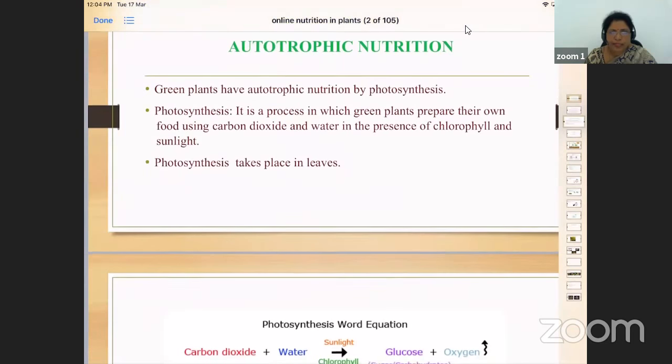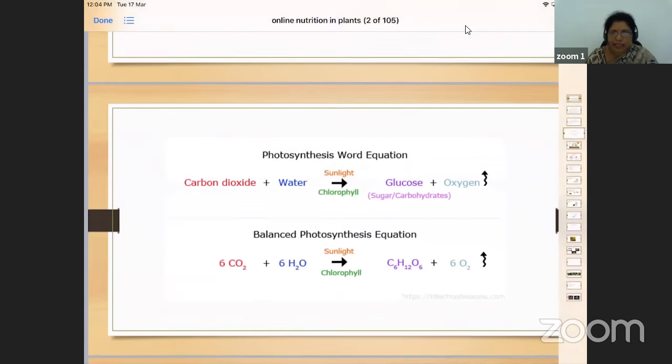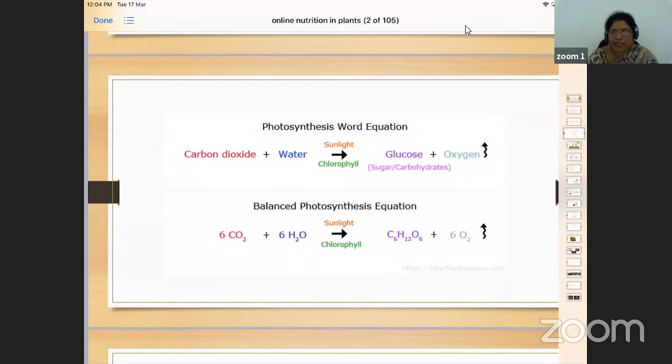Autotrophic nutrition. Green plants perform autotrophic nutrition by photosynthesis. And you are very familiar with this word photosynthesis. You have learned it in class 6 also, children. It is a process in which green plants prepare their own food using carbon dioxide and water in the presence of chlorophyll and sunlight. And it takes place in leaves. So leaves are known as the kitchen of the plant.